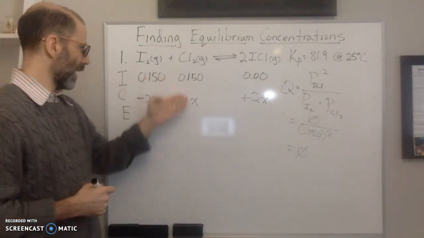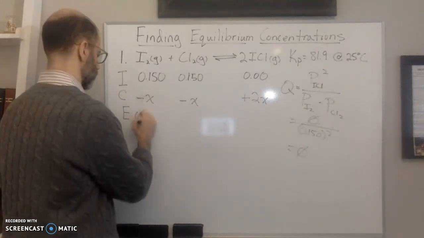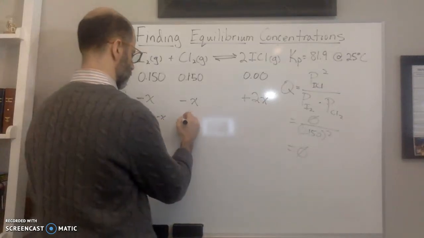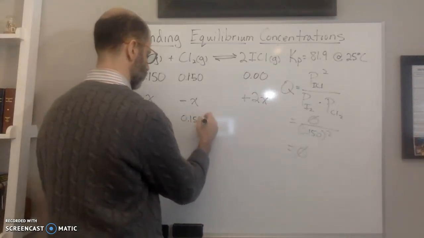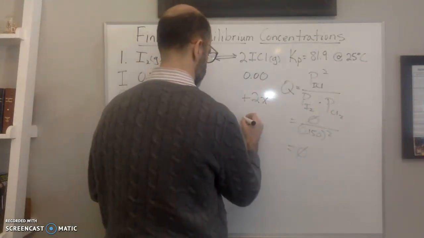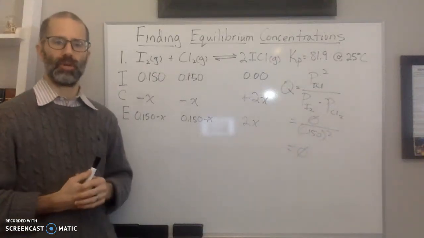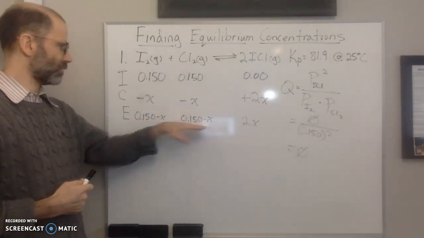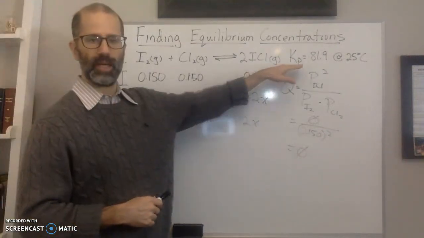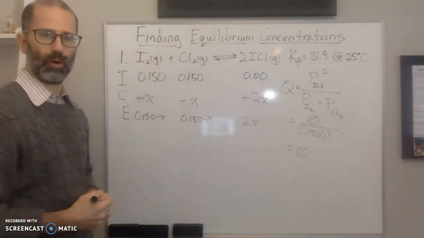So now we're going to add these together to get our equilibrium pressures. So this is going to be 0.150 minus x. This is also going to be 0.150 minus x. And then 0 plus 2x is 2x. Okay, so now we have our equilibrium pressures in terms of x. Now all we need to do is plug these into our Kp expression. And so the way we do that is the same way we set up for Q.